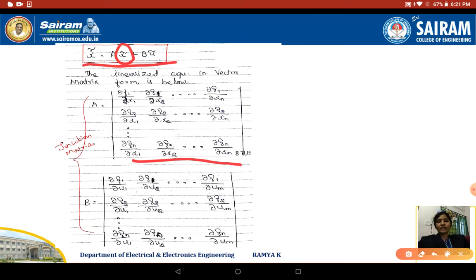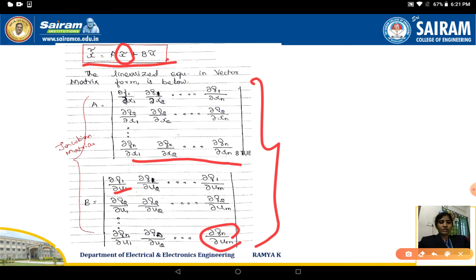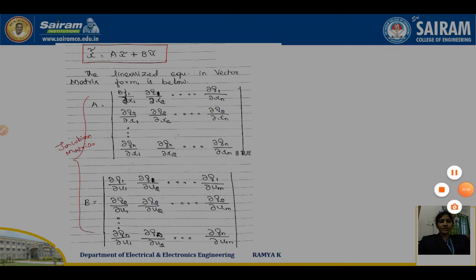Similarly, we can write the B matrix as ∂f/∂u, because B is a function of u. So we can write B as ∂f1/∂u1, and u, the input variable, ranges from 1 to m. We have to write the matrix like this. This matrix is called the Jacobian matrix. So this is the equation that describes the linearization of the complete system.